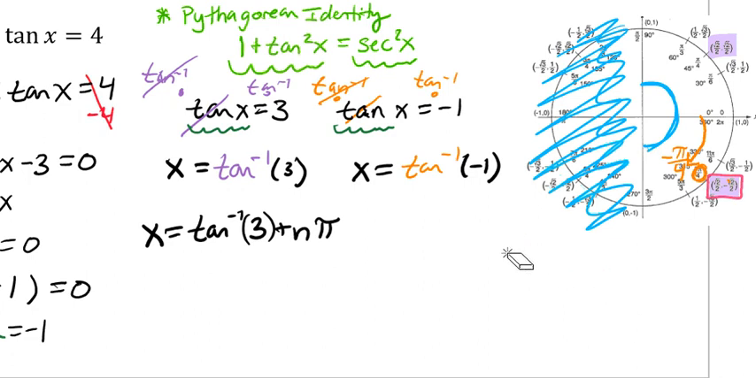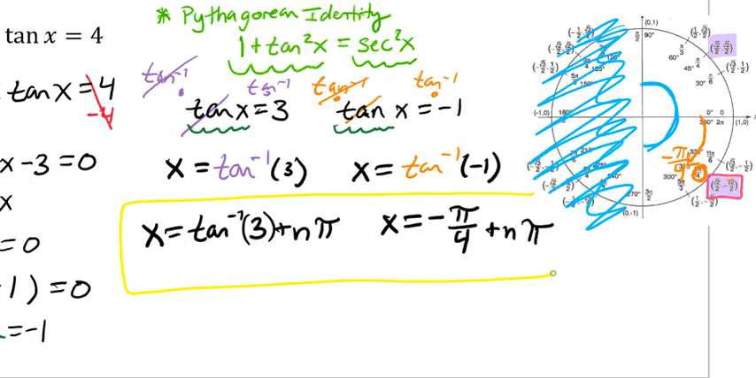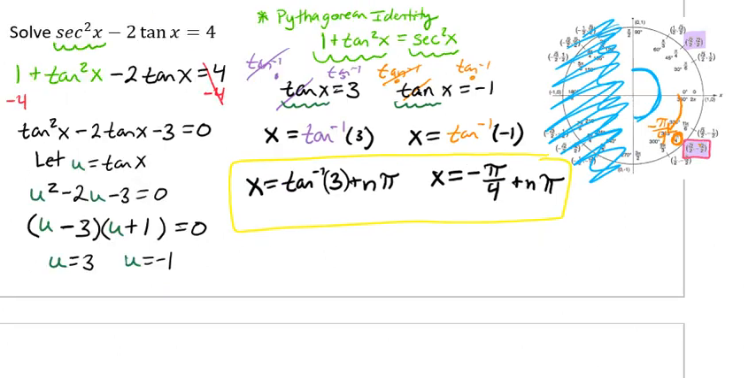So what we can say is here x equals negative pi over 4. And then again, because we're dealing with a tangent which only has a period of pi, we have to put plus n pi. And that's going to give us the two solutions to this problem. And we're finished.